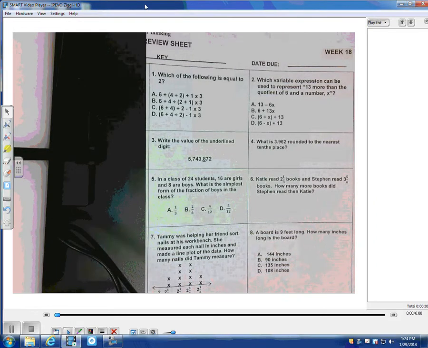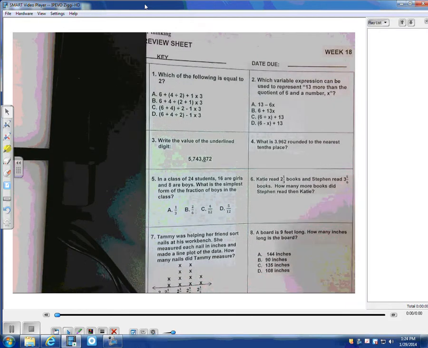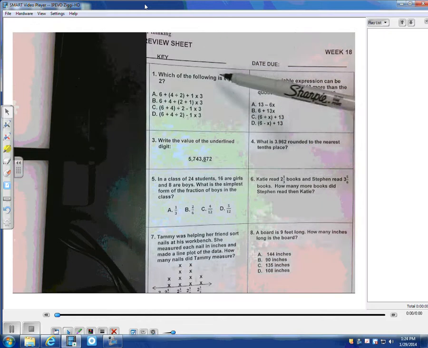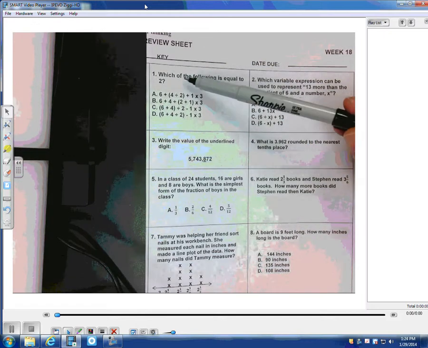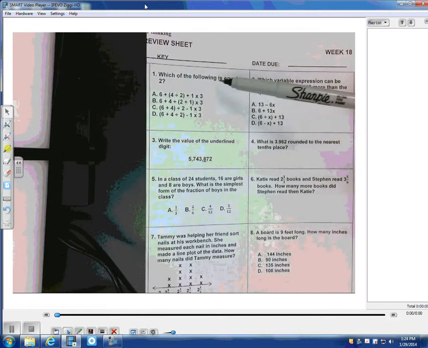Okay, this is review sheet 18, and I'm going to go over 1 through 4. Okay, let's look at number 1. It says, which of the following is equal to 2? And they give you A, B, C, and D.